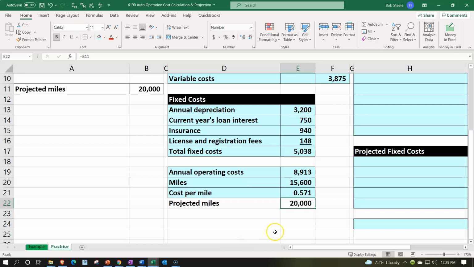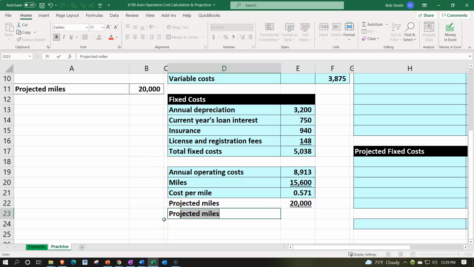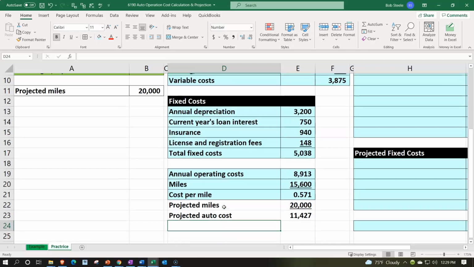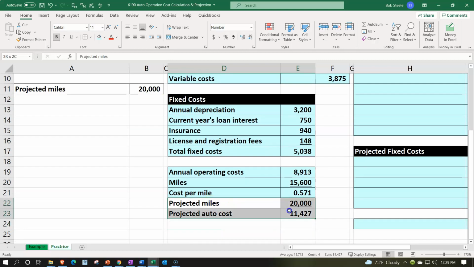And then we'll do it a different way. So I'm going to say font group underline, and then say underline, and that's going to give us our projected auto costs, which would be equal to the 5.571 times the 20,000 or so, and that gives us our 11,472. Let's put some blue here.